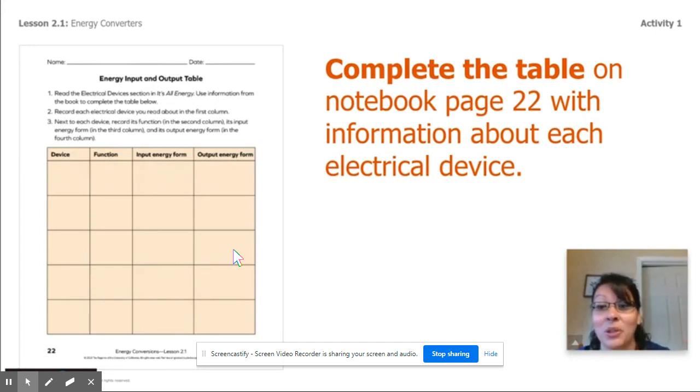Tell me what the function of a light bulb is. What is it supposed to do? Yeah, it's supposed to light up, right? And so then you need to tell me what the input energy form is. What kind of energy does it use in order to work? And then what's the output? What is it giving out?